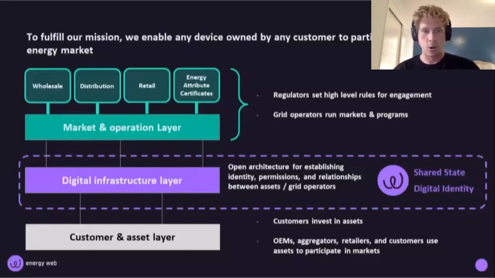We could be talking about wholesale markets. We could be talking about potential distribution level markets for electricity. We could talk about energy attribute certificates that are used to show corporates their relative contribution to where they're purchasing green energy from. So there are those markets, and those assets. What we try to provide at EnergyWeb is this global open source digital infrastructure layer that is focused on establishing identity for assets and their owners, and permissions. So what are those assets allowed to do? How is data allowed to be shared between those assets? And relationships between those assets.